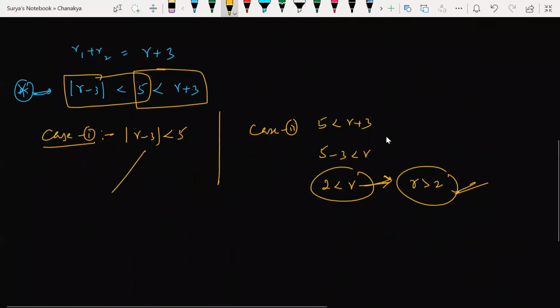Now look at this here. Here again, I'll be having two cases. What are they? Here modulus of R minus 3 has been given. So can we write that as R minus 3 lesser than 5, and minus of R minus 3 lesser than 5? Tell me what could be the condition.